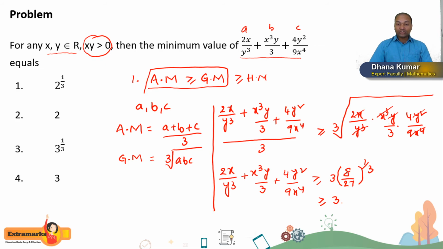8 can be written as 2 cube, 3 cancel, so 2. 27 can be written as 3 cube, 3 cancel, so by 3. 3 cancel, 2. So which is greater than or equal to 2. So the minimum value of the given expression is 2, the answer. Understood? Right. Let us come to the next question.